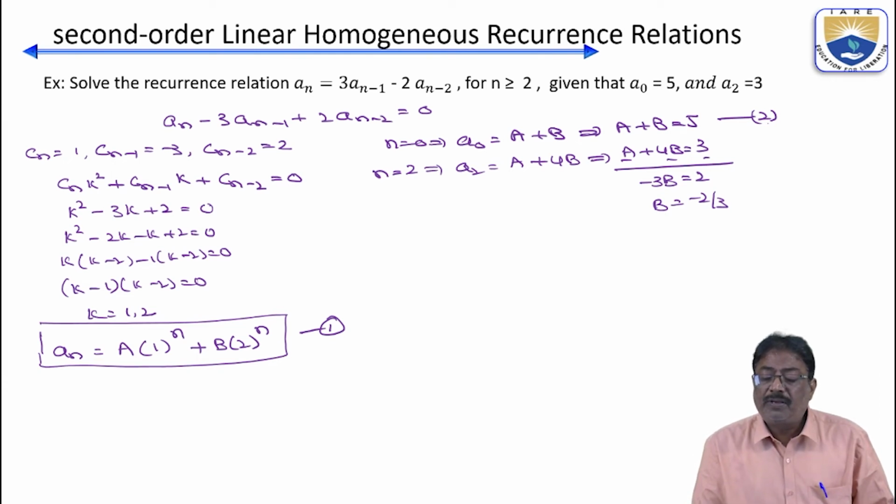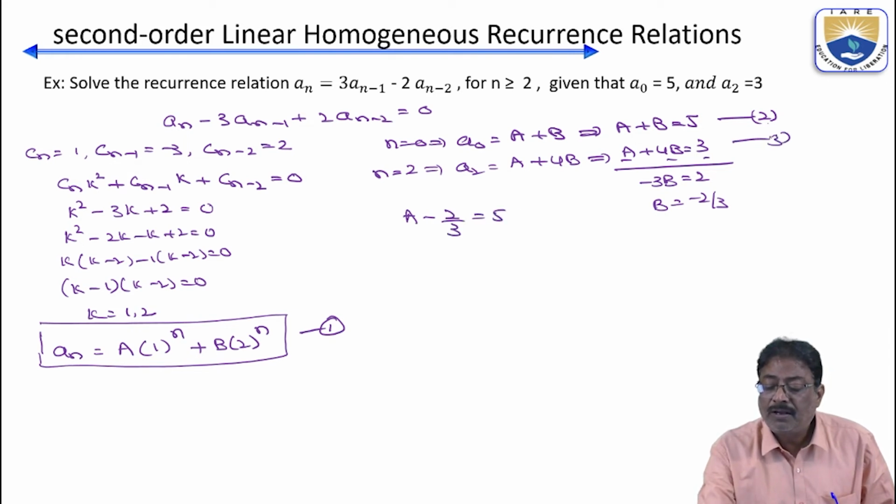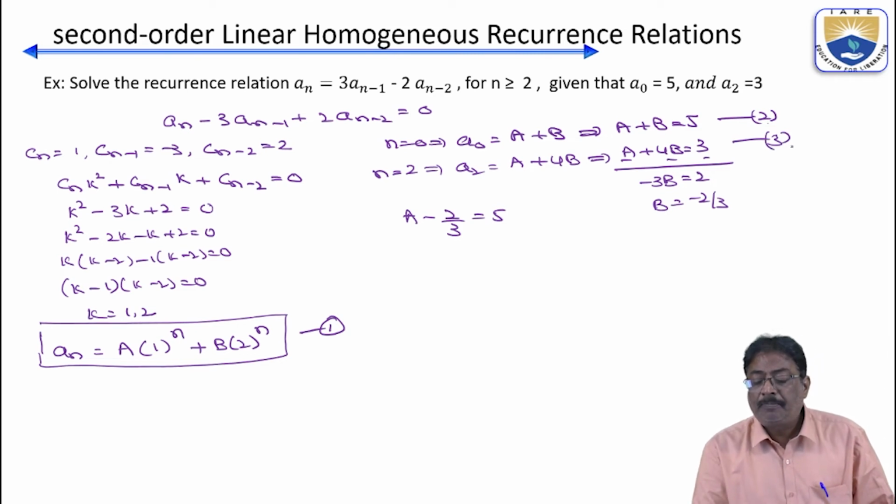So a plus b is equals to... then a2 is equals to 3. 2 to the power of 2 is 4. It is 3. Okay. Then I am going to substitute a value here. a plus b, so a minus 2 by 3 is equals to 5. Call this as 3. Then I am going to calculate.